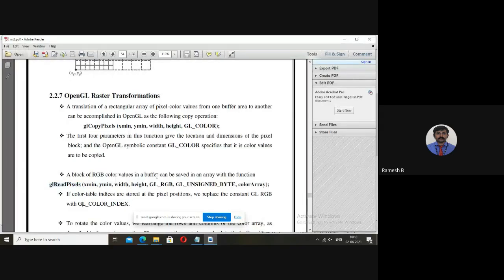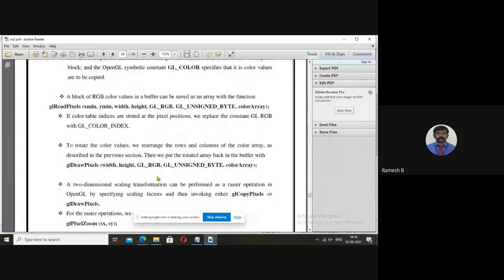Now the next function is used to draw the pixel, or to do the translation, rotation. All this is done by GL draw pixels. So please type me GL draw pixels, every one of you.